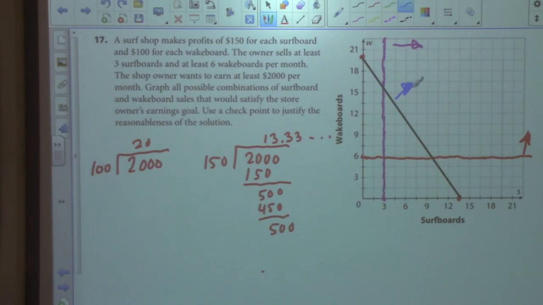Now, if the line tells us, in this case, that we have like 9.5 surfboards, we know that's not a reasonable solution, right? So now we have to think about whether the solution we choose is reasonable. It says, last thing, use a checkpoint to justify the reasonableness of the solution. So what is a possible checkpoint? In picking checkpoints, I like to pick ones that are pretty close to the boundary because that's going to do more to tell us if we're right.